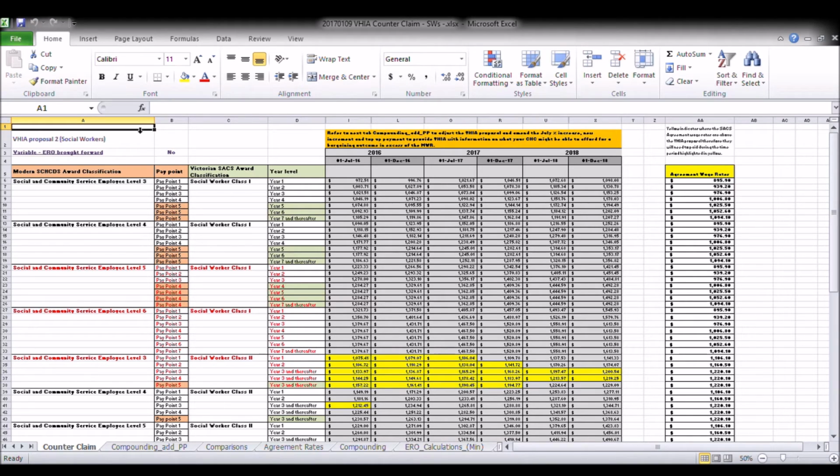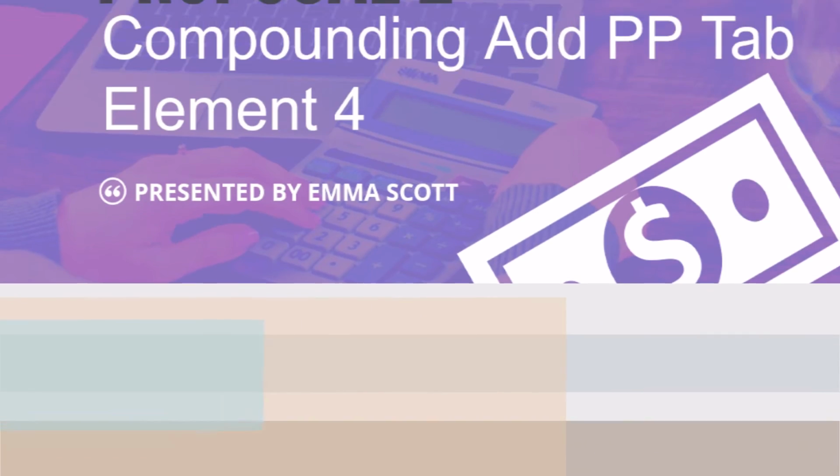Element 4 is the top-up payments that we will explain next. If your community health centre wants to model the ERO 6 months early, i.e. pay the increase in July instead of December, you will have to amend the cell that says no to yes, like so. Accordingly, the figures will adjust.